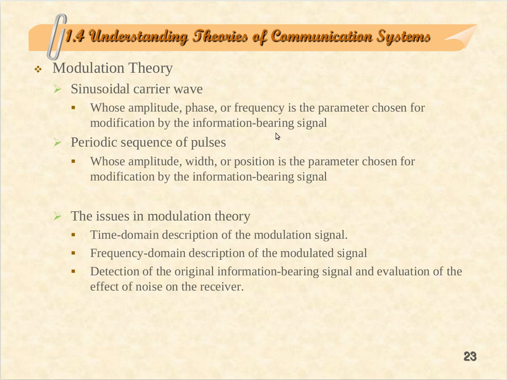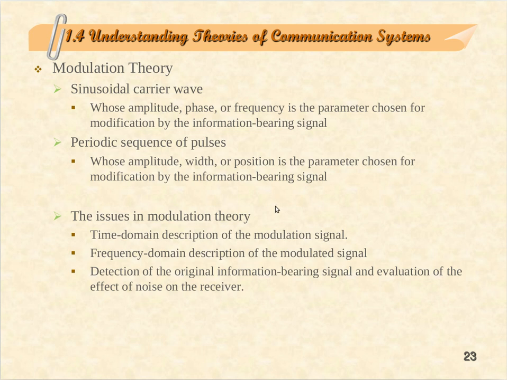Also, there is the periodic sequence of pulses. So I have pulses 1 0 1 1 1 1. This is a train of pulses which has an amplitude, a width, and a position, and these are also parameters that I can choose from and modify in the signal so I can transmit it from the transmitter to the receiver, where it carries some information.